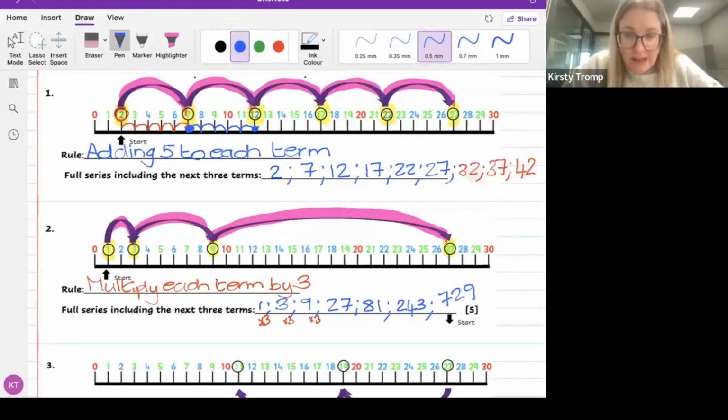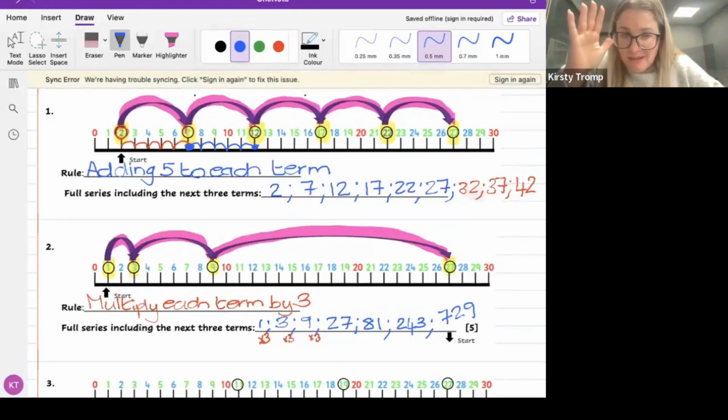Yes, ma'am. Okay, so what am I doing each time? I'm adding 5. 5, hey? Okay, so I'm adding 5 to get each term. And then to get my next 3 terms, what must I do? I must add 5. So I must say 27 plus 5, and then 32 plus 5, and then 37 plus 5. Okay, does it make sense? Yes, ma'am. Okay, cool. Thank you, Kwanda.